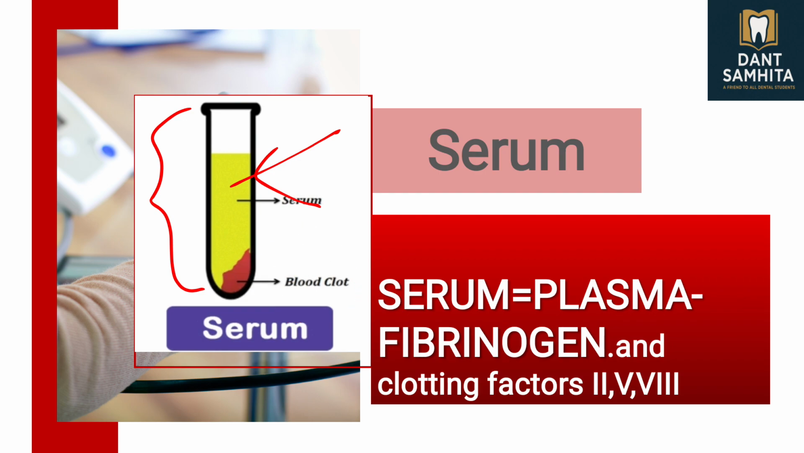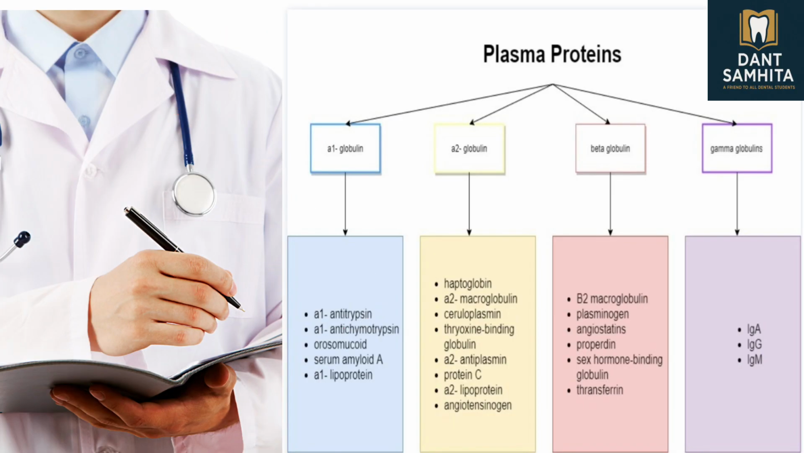When the blood clot is removed from your plasma, you get serum. That is what is written beside the photograph. That is, serum is equal to plasma minus fibrinogen and the clotting factors 2, 5 and 7. Coming to the next.